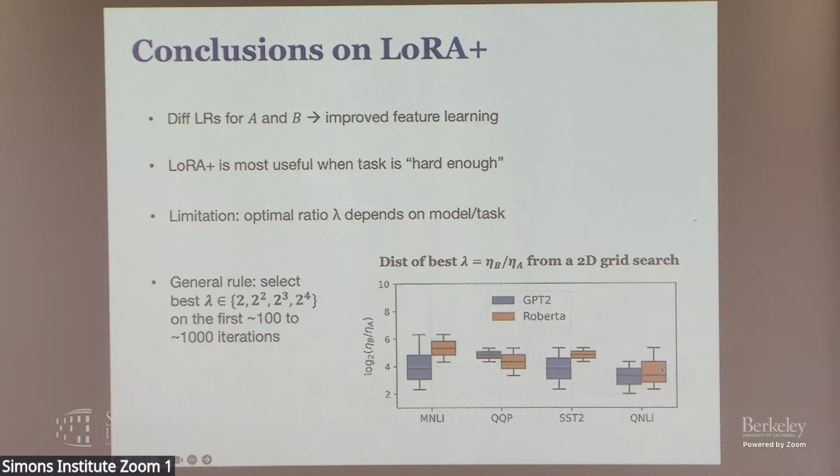But we found that a simple rule to select a good ratio between eta A and eta B is just to select lambda in this grid here, 2 power 4 and so on, over the first 100 to 1,000 iterations. This is a very negligible cost. When you do fine tuning, the first 100 steps or so are relatively cheap to do. So if you select this optimal lambda on the first 100 to 1,000 iterations, it will generally remain optimal throughout the full run.